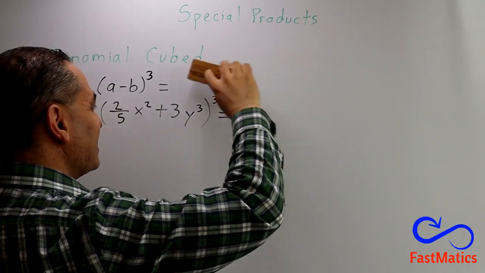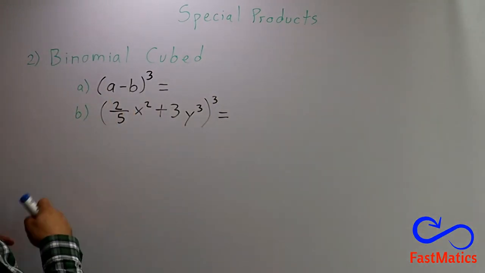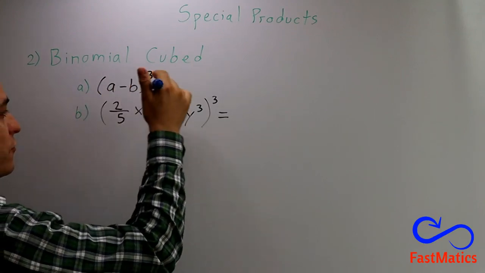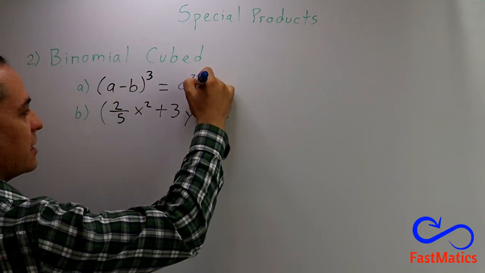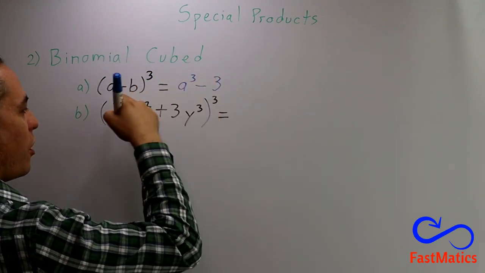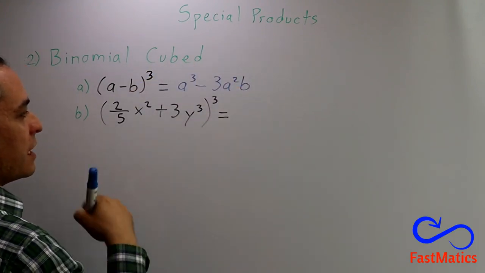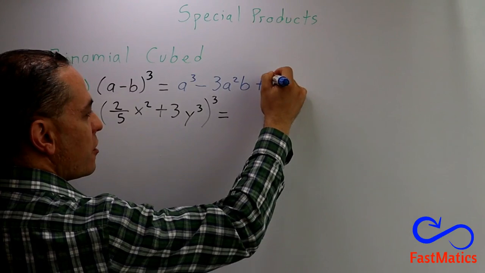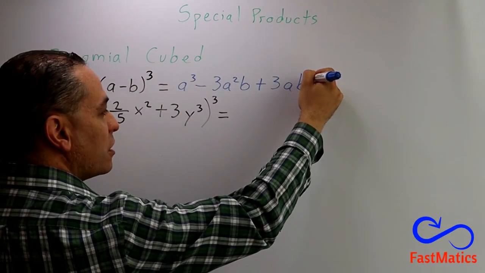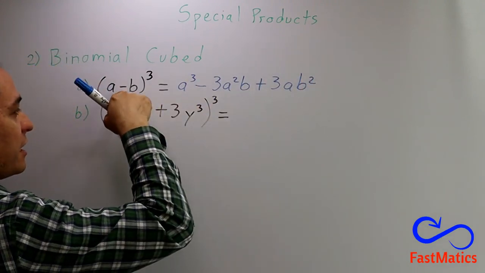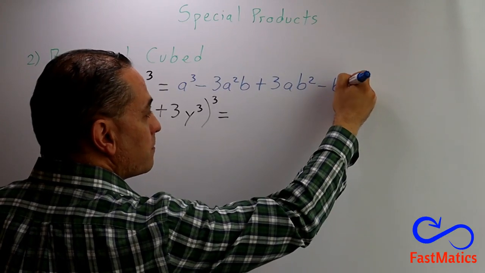For getting the answer very quickly, you have to memorize that here you have the first term cubed. After that, you copy the sign, the triple of the first term squared times the second term. After that, always plus the triple of the first term times the second term squared. And finally, you copy the sign, the second term cubed.